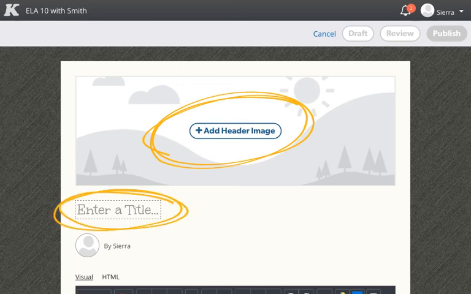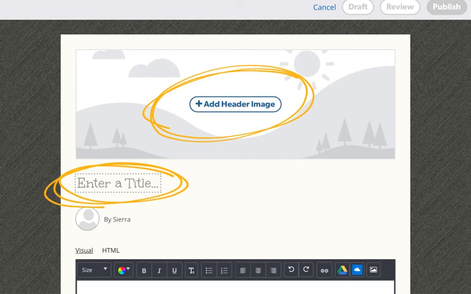You're going to enter a title, make sure it's something interesting and relevant to what you're talking about. And then it's going to give you a box to type in. There's tons of stuff you can play with here. You can play with font. You just want to make sure it's readable.